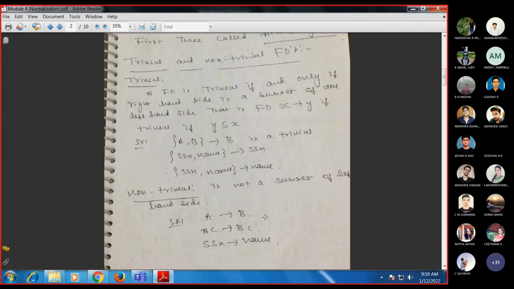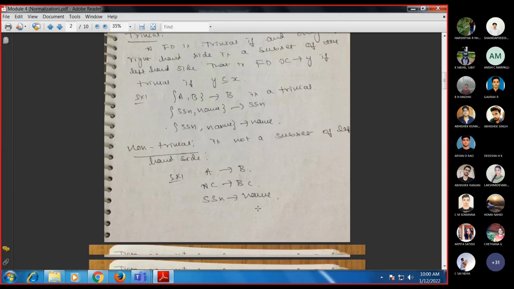This is what we call trivial and non-trivial functional dependency. Trivial functional dependency means the right hand side attribute is a subset of the left hand side attribute. Then we say that it is a trivial functional dependency. Non-trivial means the right hand side attribute is not a subset of the left hand side attribute. Then we say that it is a non-trivial functional dependency.